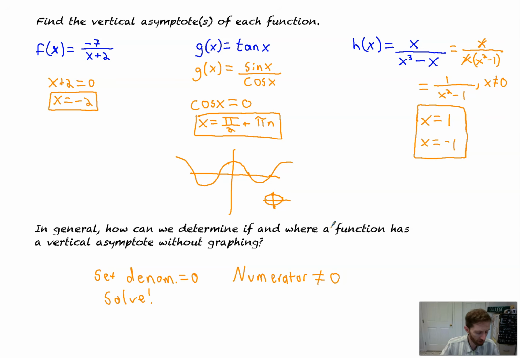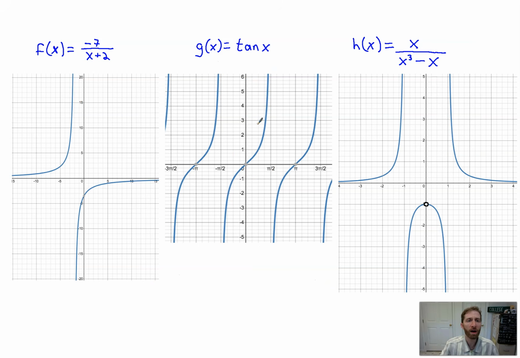Okay, last but certainly not least, I wanted to point out the graphs of what we just looked at here. So if we take a look at the graphs, we now have the graph that we just put out there, negative 7 over x plus 2, tangent of x, and then x over x cubed minus x. Notice we've got our vertical asymptote as we found here at negative 2. We've got our vertical asymptotes every pi distance away. So we have negative pi over 2, pi over 2, 3 pi over 2. Corresponds with what we saw on the last slide. And then here we got a vertical asymptote at negative 1 and 1, but a hole at x equals 0, not a vertical asymptote.